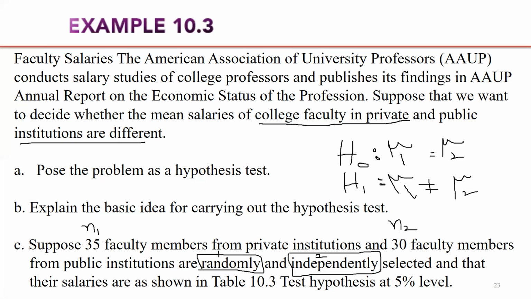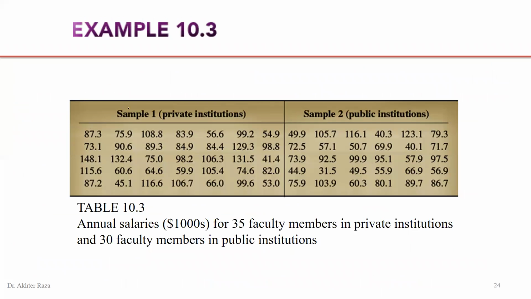Select their salaries as shown in table number 10.3. You have to test the hypothesis. The alpha is given here: alpha is 5%. So these are the salaries. Private institutions are sample 1 and public institutions are sample 2. We have 35 faculty members from the private institution and 30 from the public institution.